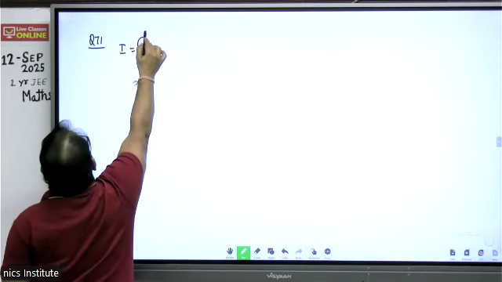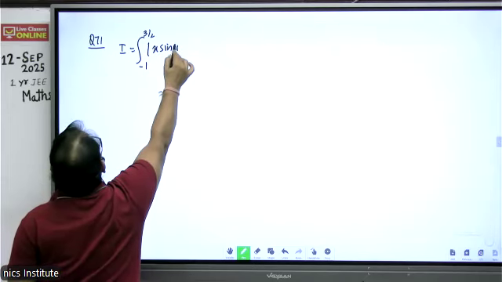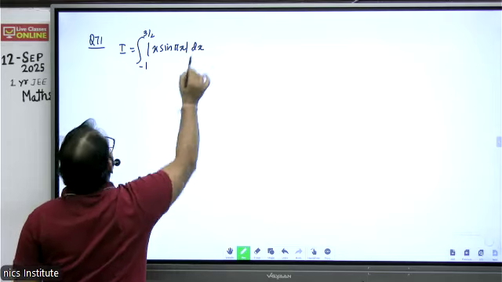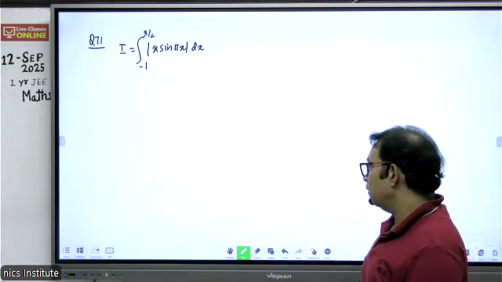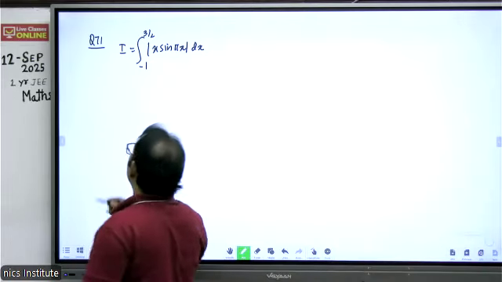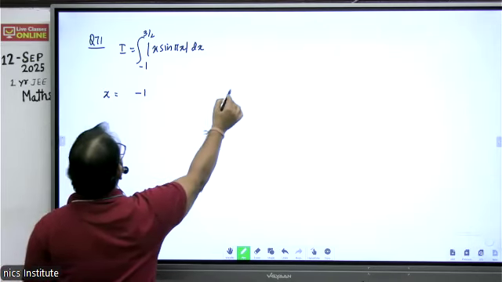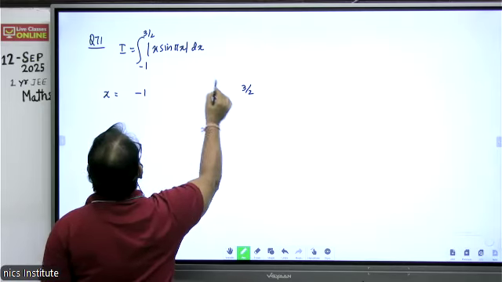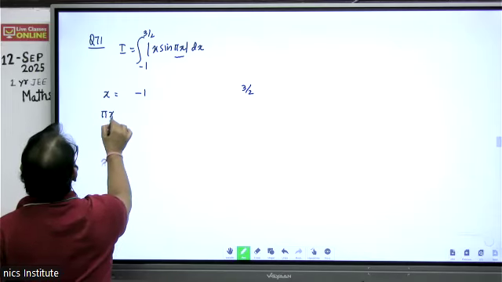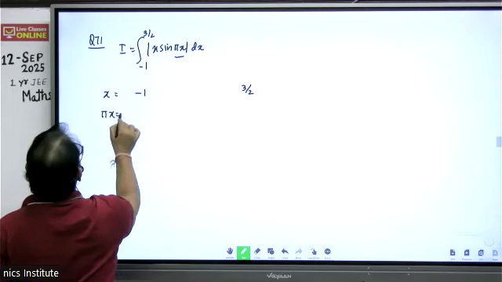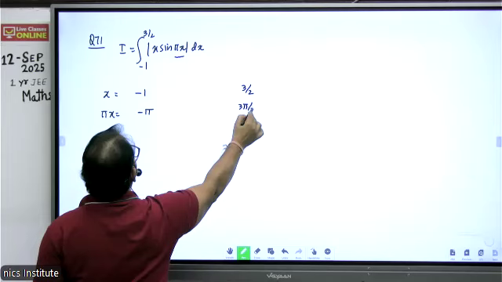Minus 1, 2, 3 by 2, x sine pi x. So we have to basically break the limits of x, which is minus 1 to 3 by 2. Values of x is minus 1 to 3 by 2. But you also have pi x. So if I multiply this with pi x, this would be minus pi to 3 pi by 2.